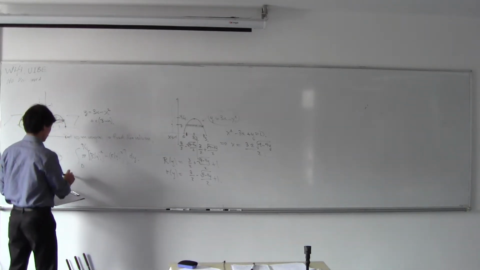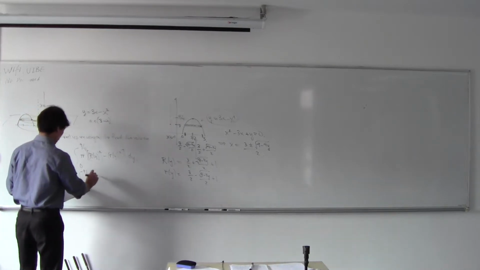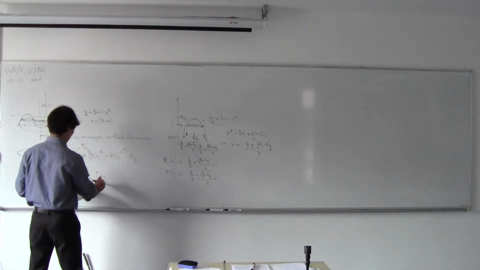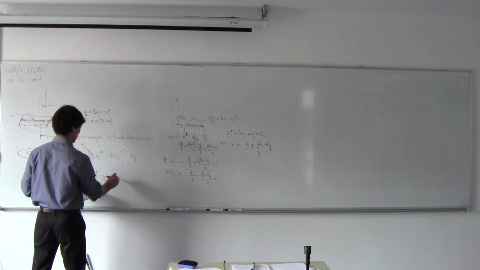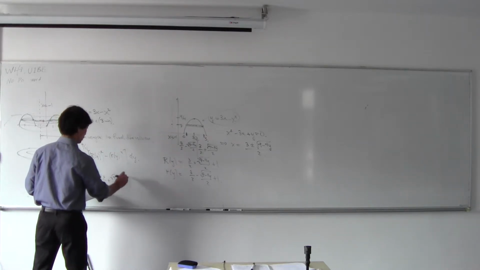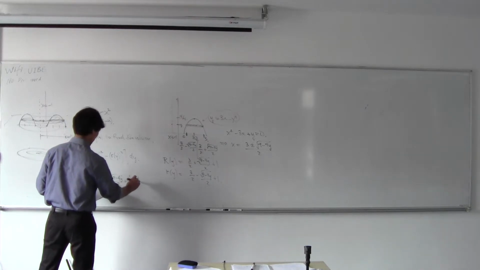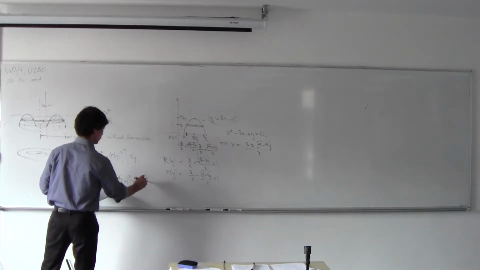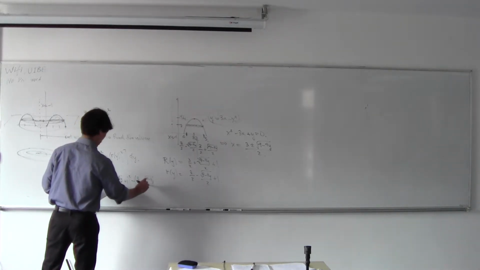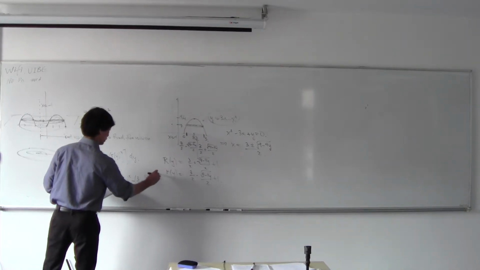And I'll write it down. Integral from 0 to 9/4 of pi times the quantity 3/2 plus the square root of 9 minus 4y over 2, plus 1, squared, minus the quantity 3/2 minus root 9 minus 4y over 2, plus 1, squared.